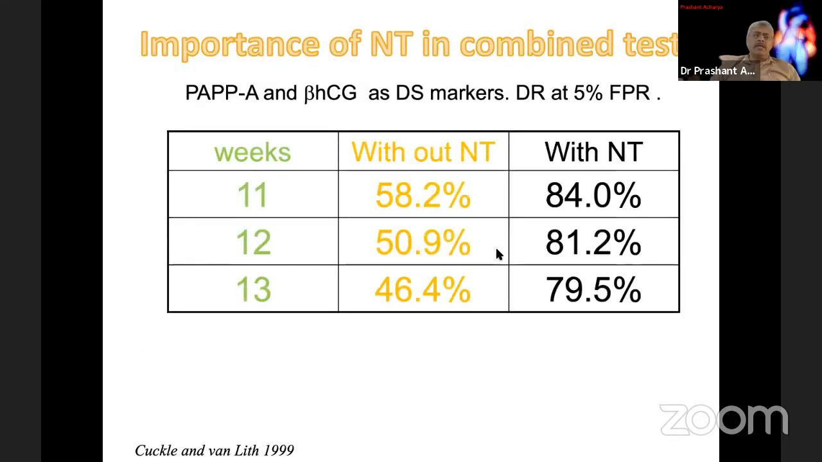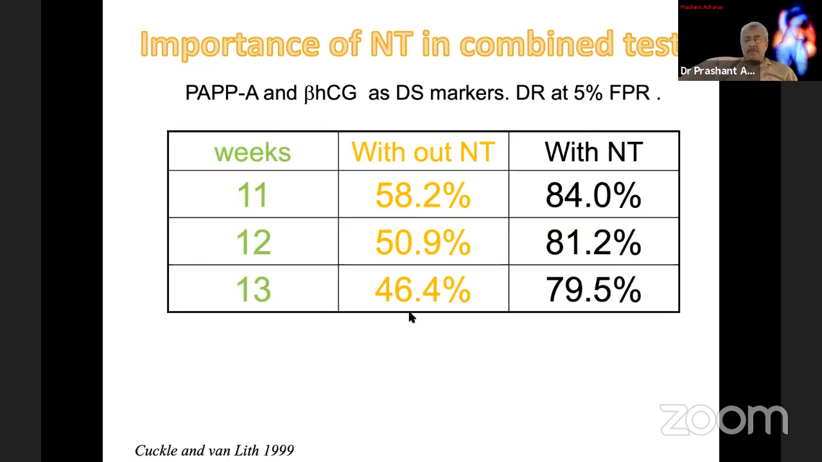Importance of nuchal in combined test. If you do it with nuchal and without nuchal, it can tell you that with nuchal, as gestational age increases, the detection is going to be around 80%. Without NT, it will have no value. So don't do only biochemical markers. I've seen a lot of our colleagues going for double marker test at 12 weeks alone without doing NT. No, because only biochemical markers without NT has got around 50 to 60% detection only, which is pathetic.